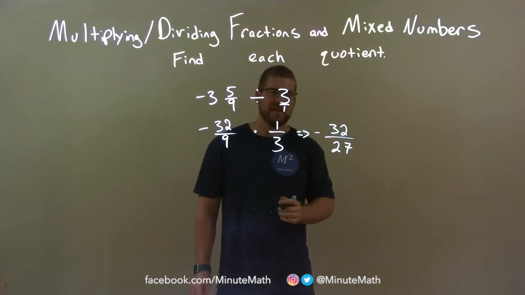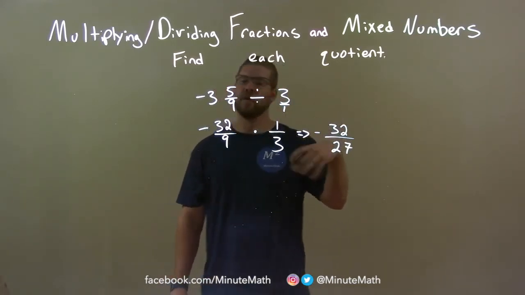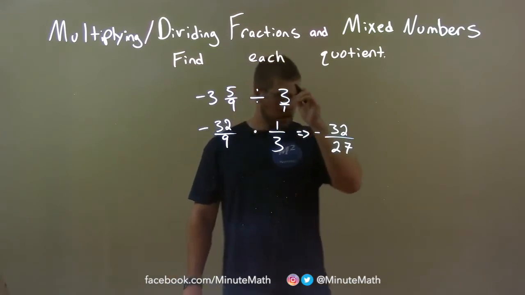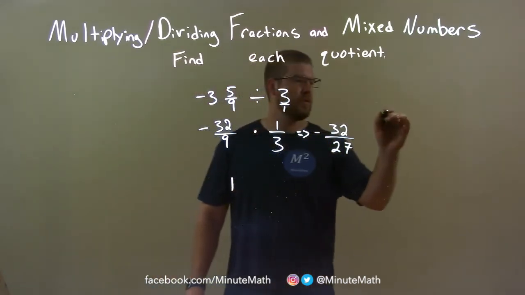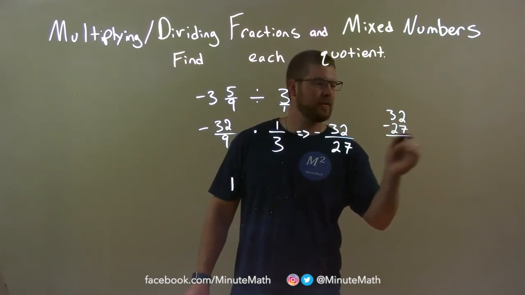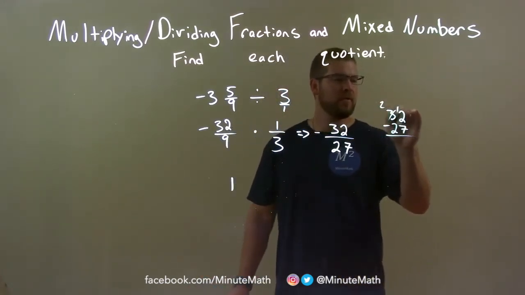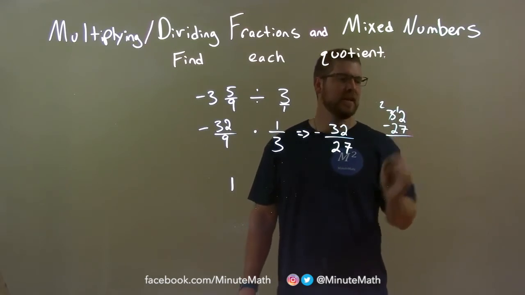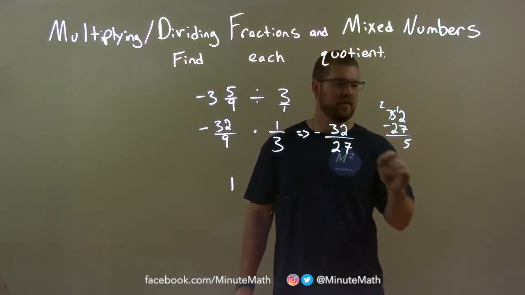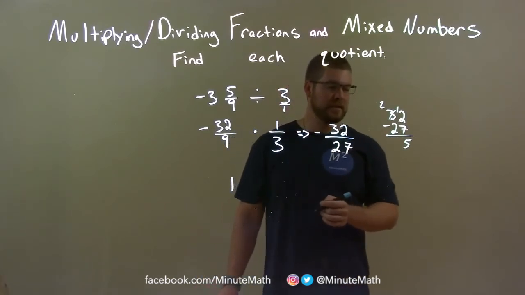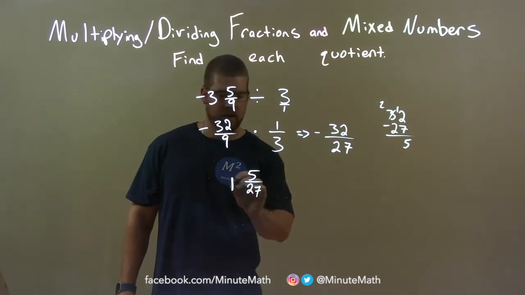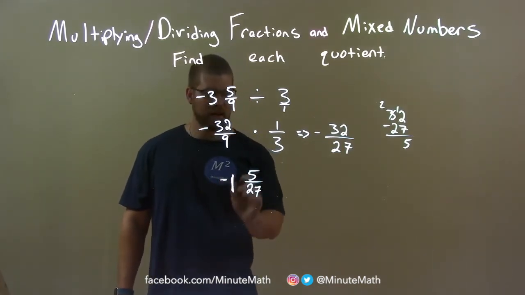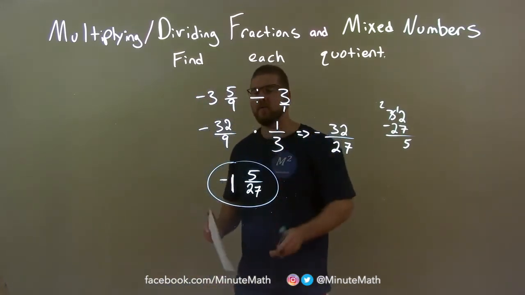So now I want to write this as a proper fraction. I have an improper fraction. I need to write that as a proper fraction, okay? So how to do that? Well, 27 goes into 32 one time. So 32 minus 27: 2 minus 7, carry the 1, 12 minus 7 is 5, and 2 minus 2 is 0. So we have a 5 here over 27, and don't forget that it was still a negative. So final answer, negative 5 over 27.